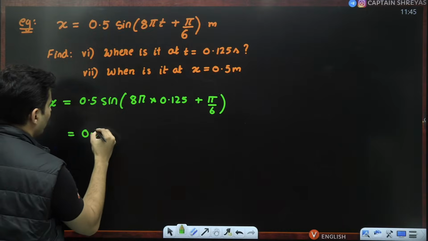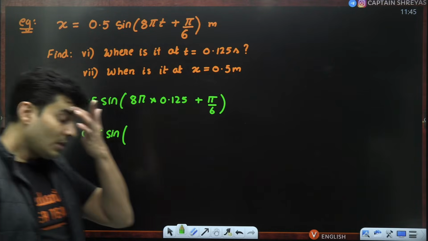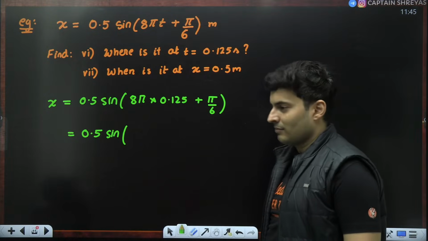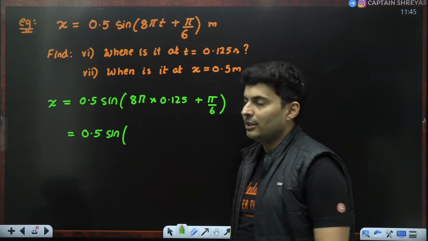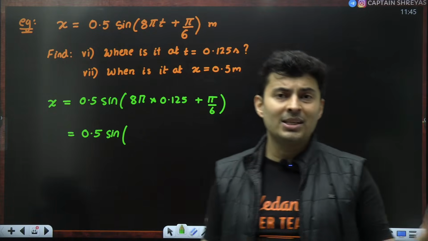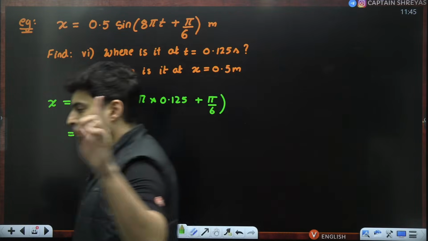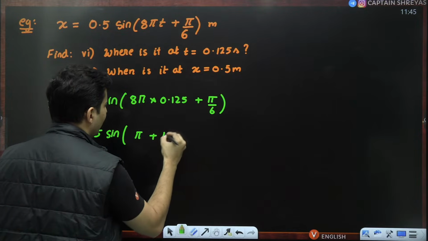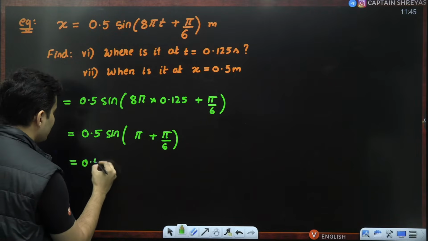Now what do you do over here? What is 8 into 0.125? It is nothing but 1. Yes, 125 into 8 is basically 1000. So 0.125 into 8 is just going to be the number 1, isn't it? So it is just going to be pi plus pi by 6. Now use your trigonometry rules.